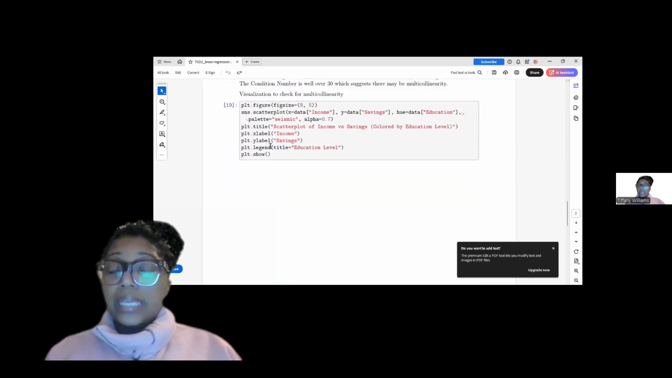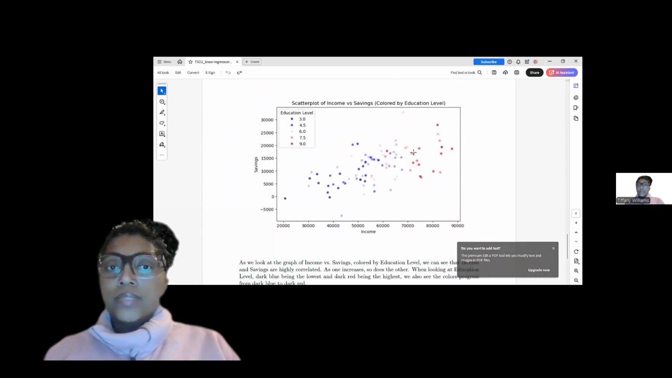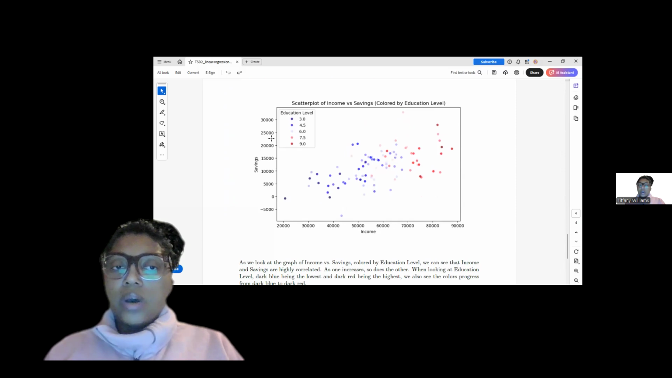I put it on a scatter plot using income and savings and colored it by education level. So we'll look at that. As you see, savings is on our y-axis, income is on our x-axis, and there is a positive correlation as savings increase with income. We can see it moving up to the right positively.